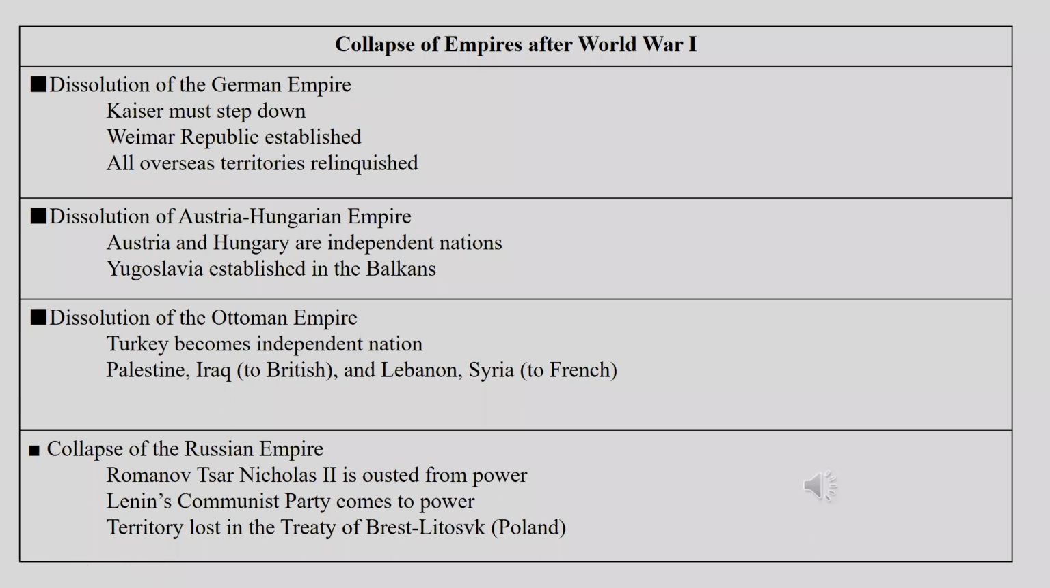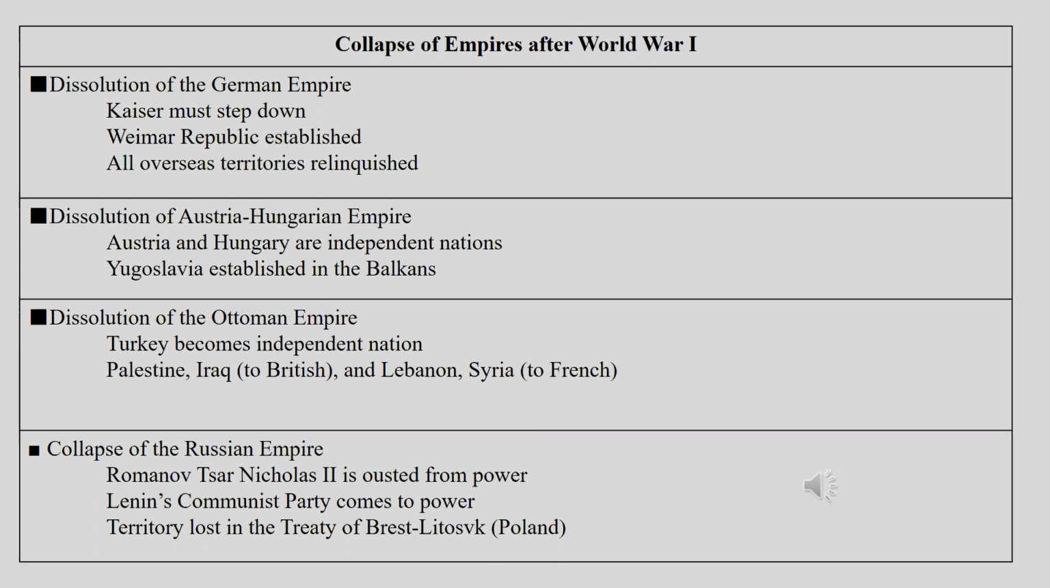The conclusion of World War I brought great changes to the world. It resulted in the collapse of four major world empires, including the German Empire, the Austrian-Hungarian Empire, the Ottoman Empire, and the Russian Empire. Germany, again, was forced to give up all of its overseas colonies, as well as a lot of its European territory.